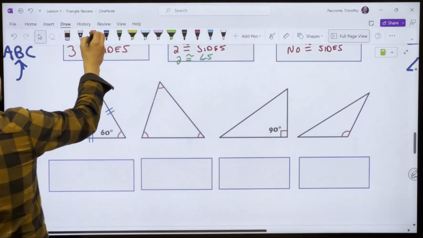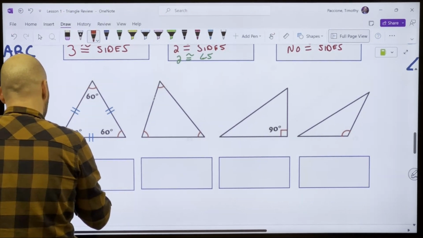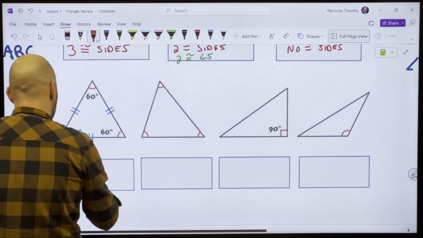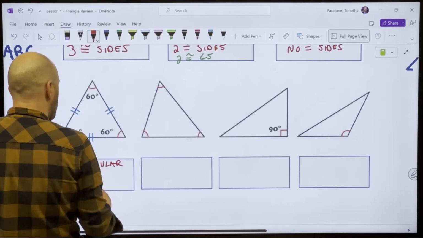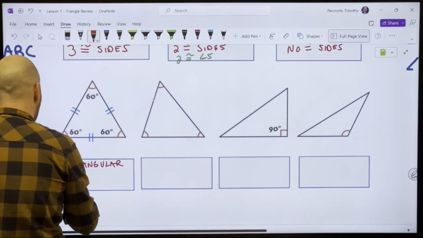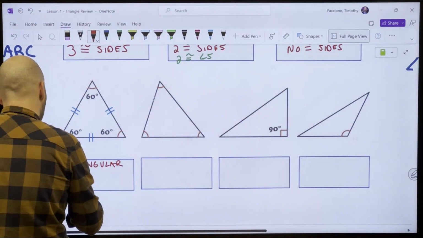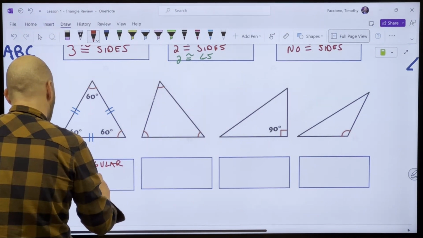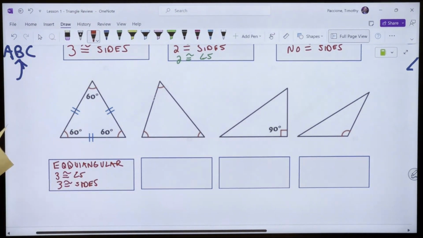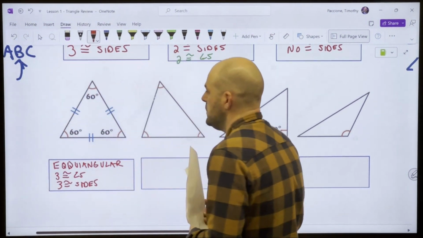Okay, so if that was equilateral, then this is equiangular. And what do you notice about this diagram? 3 congruent angles and 3 congruent sides. In fact, all they had to do in this one is give you the angles, and you would know by your definitions that it also has 3 equal sides.